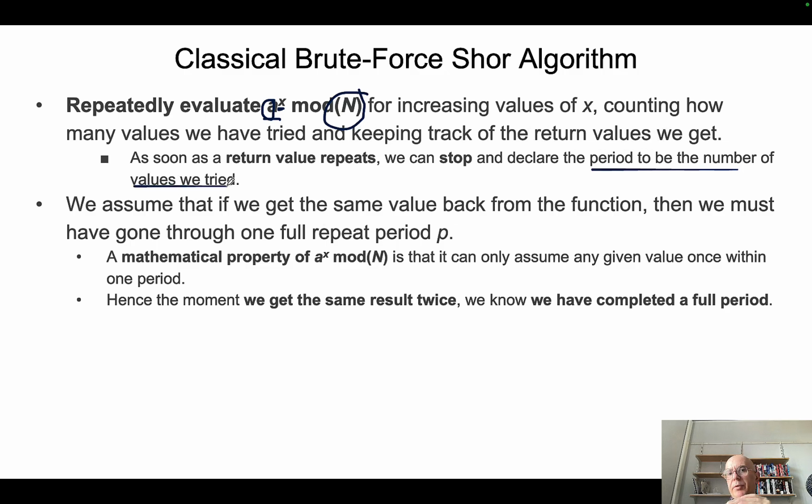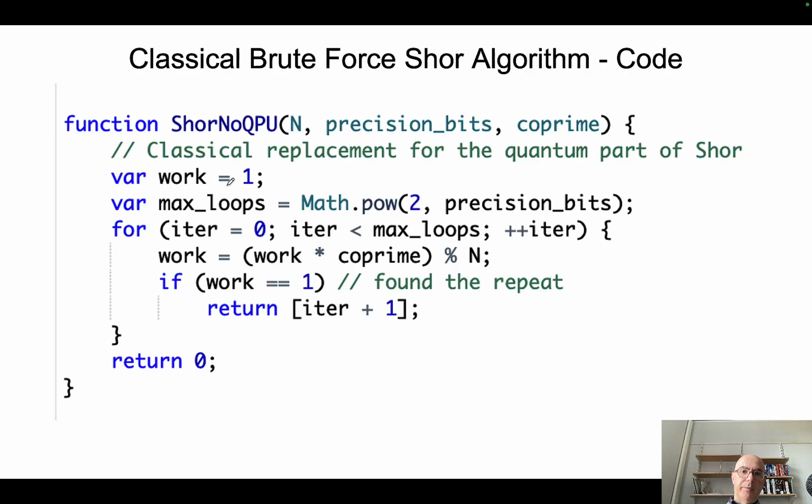We assume that if we get the same values back from the function, then we must have gone through one full repeat period. A mathematical property of a to the x mod n is that it can only assume any given value once within one period. Hence, the moment we get the same result twice, we know that we have completed a full period. But this is actually easier to see by looking at the code.